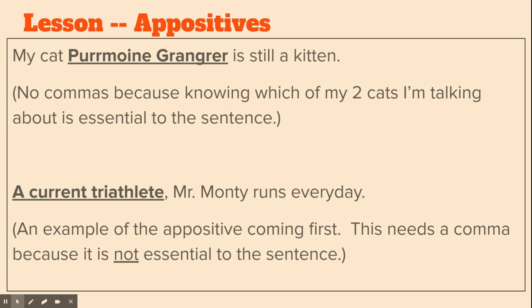Let's take a look at this example. My cat Hermione Granger is still a kitten. No commas are used here because knowing which of my two cats I'm talking about is essential to the sentence. Another example would be, a current triathlete, Mr. Monty runs every day. This is an example of an appositive coming first, and because a current triathlete is not essential to the sentence, it is set off with a comma.